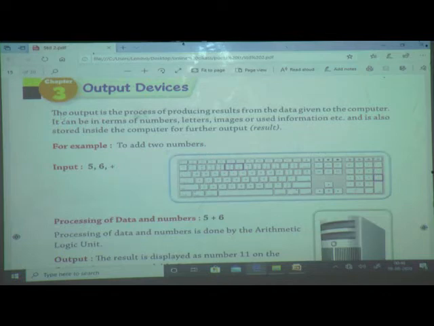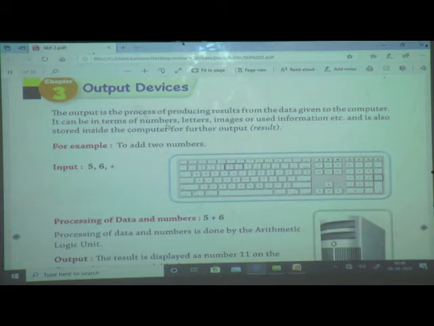The output is the process of producing result from the data given to the computer. Output means what? Keyboard takes input, CPU is processing on it, and after processing we get result. This result is called output, and the devices by which we get our output are called output devices. It can be in terms of number, letter, image or used information etc.